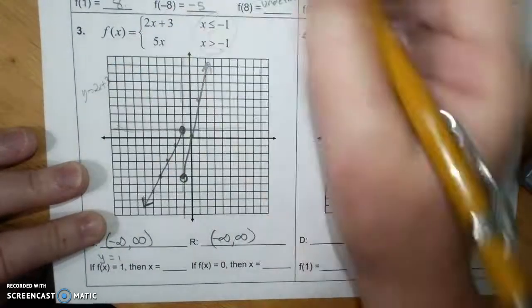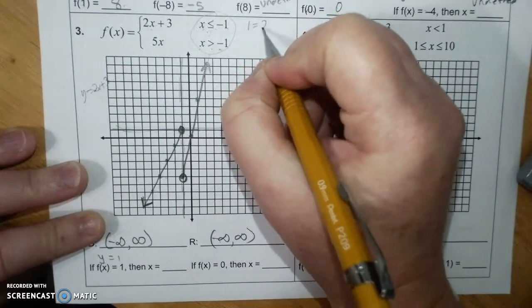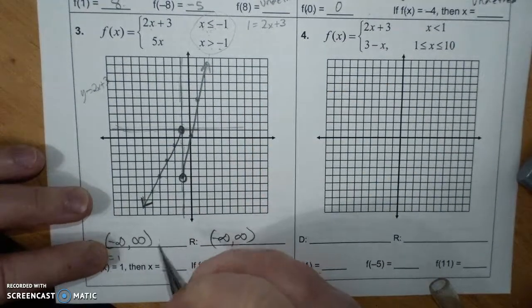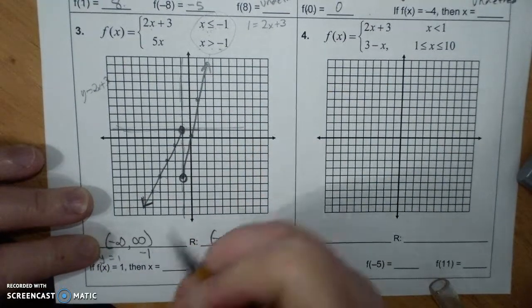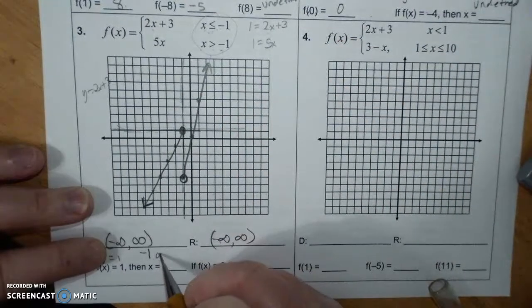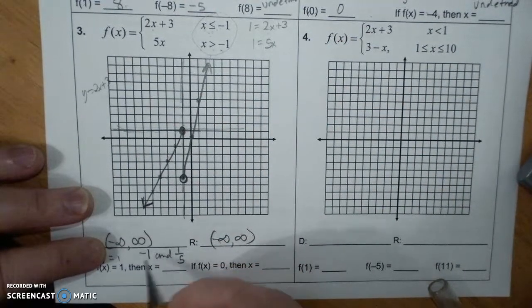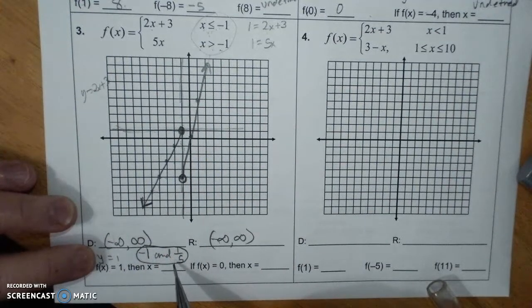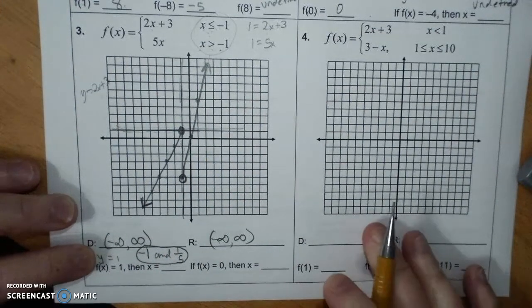So what I'm going to do right here is I'm going to say 1 equals 2x plus 3, solve it, and so x has to be negative 1. And then 1 equals 5x, and x is 1/5. Okay, if it hits it twice, it can have two answers. It's both, and this is how you tell me it hit twice.